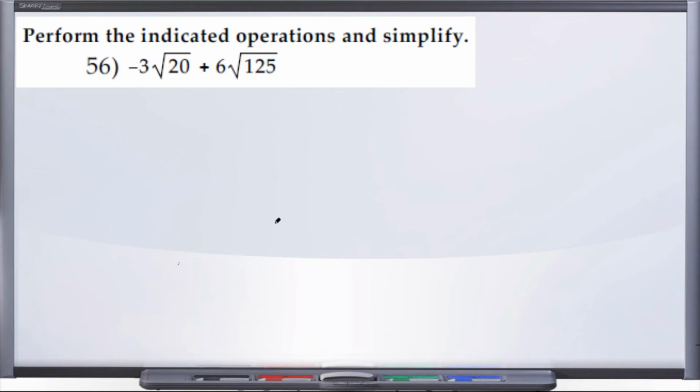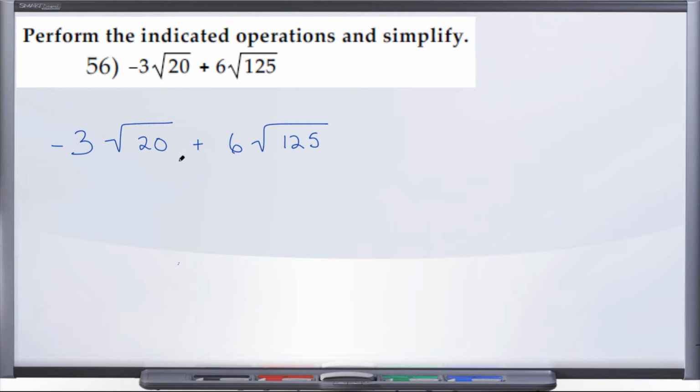Number 56, perform the indicated operations and simplify. So we've been given negative 3 radical 20 plus 6 radical 125. And right now, because these radicals are different, these two terms are not like terms. And so we can't combine them, we can't add them.